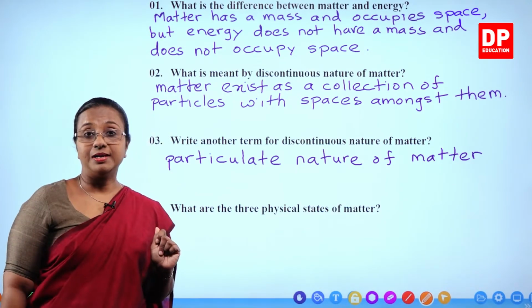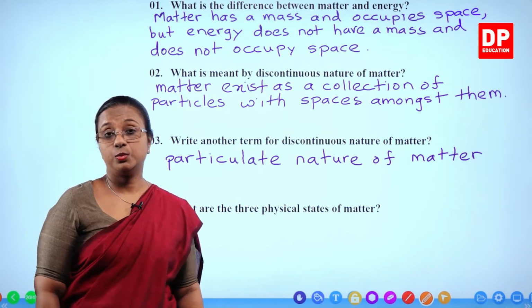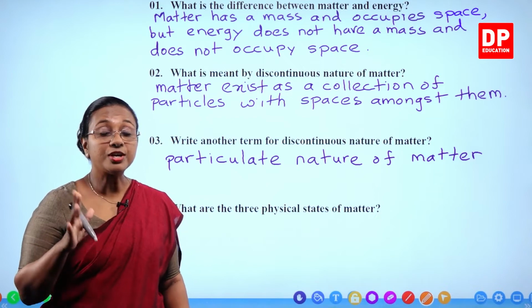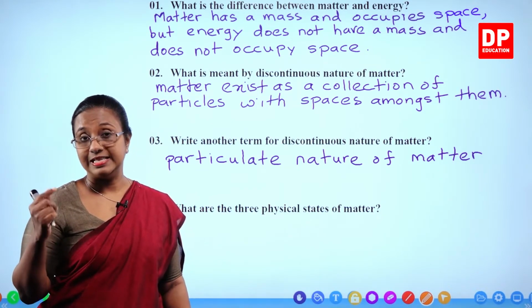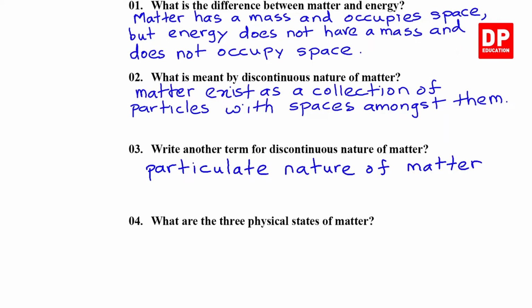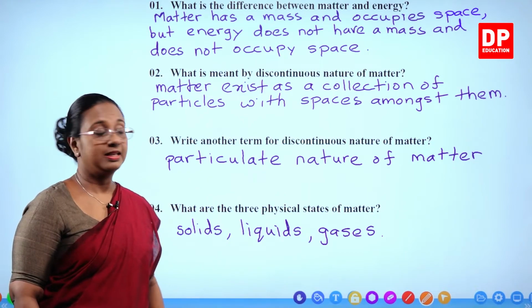Then the fourth part. What are the three physical states of matter? Based on how the particles are arranged, there are solids, liquids and gases. Or you can write it as solid, liquid and gas.